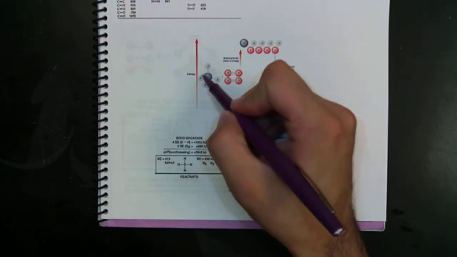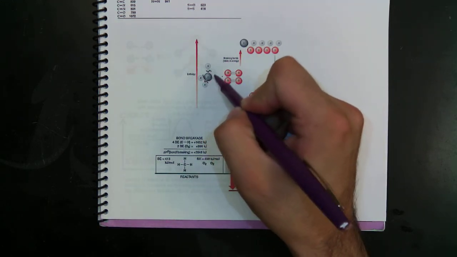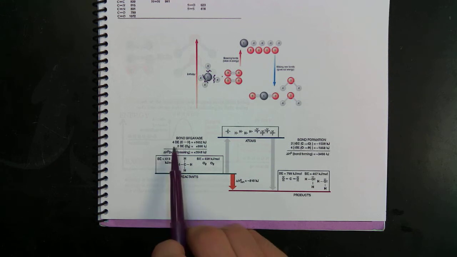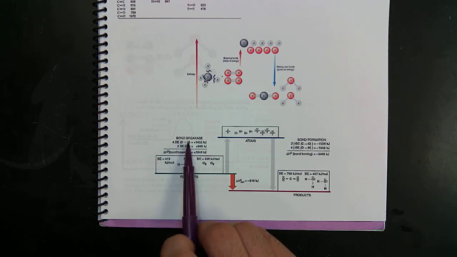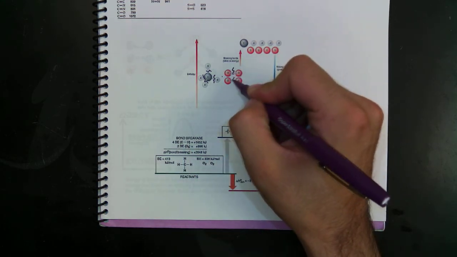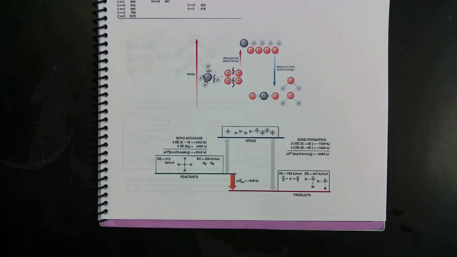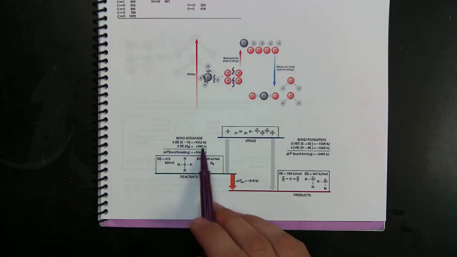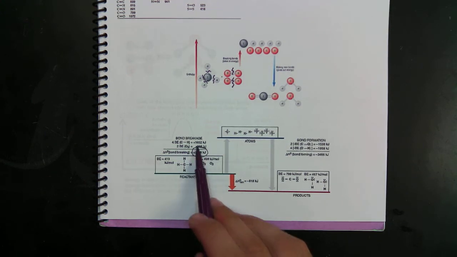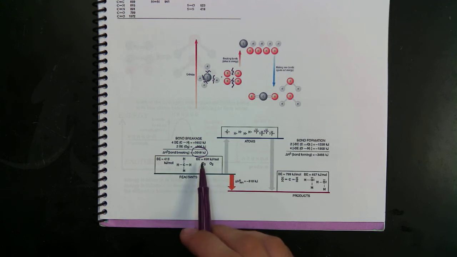So here you're breaking 4 moles of C-H bonds. So you're going to do 4 times the value of the bond energy for a carbon-hydrogen single bond. And then you're breaking 2 oxygen-oxygen double bonds. You're going to do 2 times that value. And that total is 2,648, according to this.